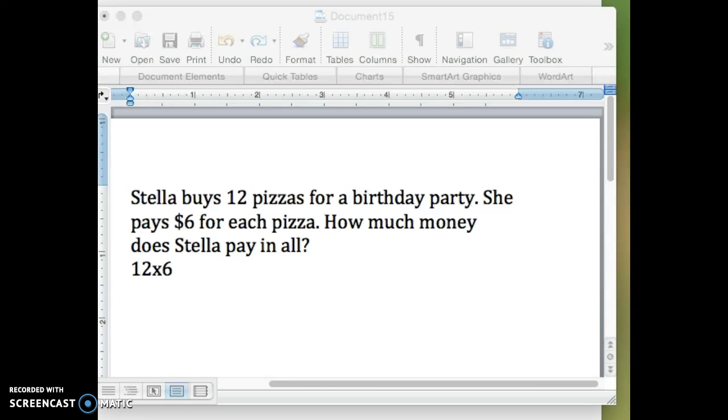Hello, today we will be solving a multiplication problem using concrete, pictorial, and abstract models. We will be using partial products to solve for this problem.